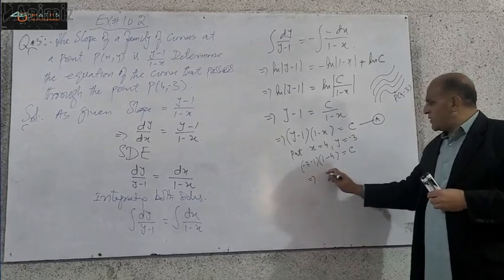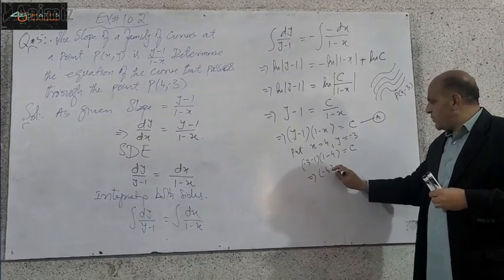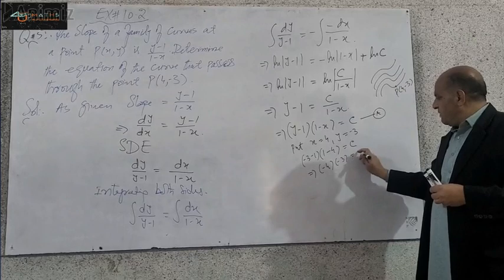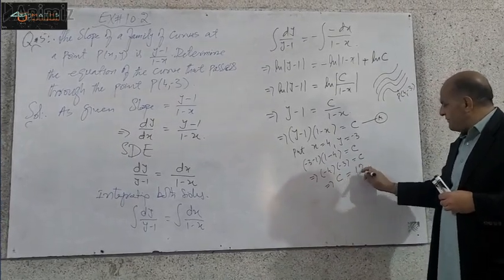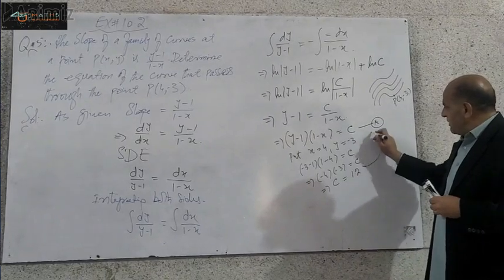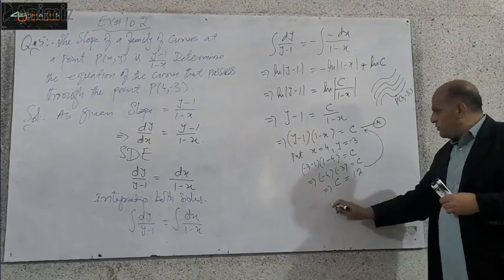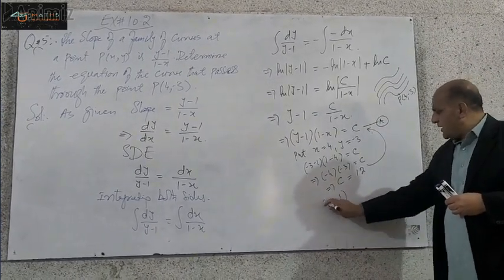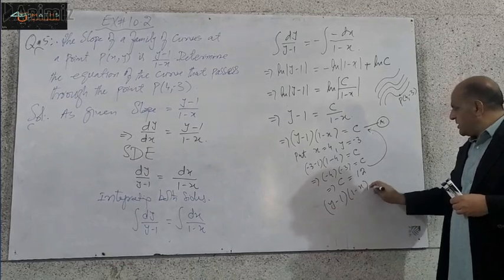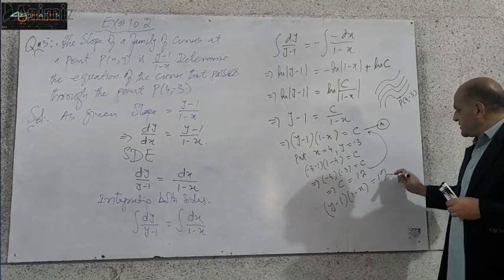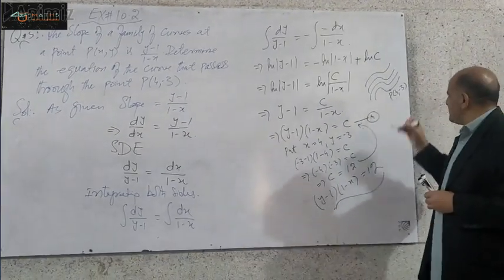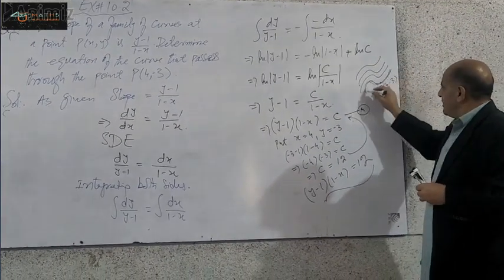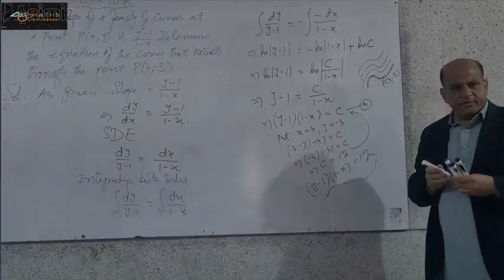This will give us what? The value of c, that is minus 4 into minus 3, which is equal to c. Now finding the value of c, which is 12. Now replacing this value of c in this equation, we will have (y minus 1) into (1 minus x) is equal to 12, and this is the particular solution of that curve.